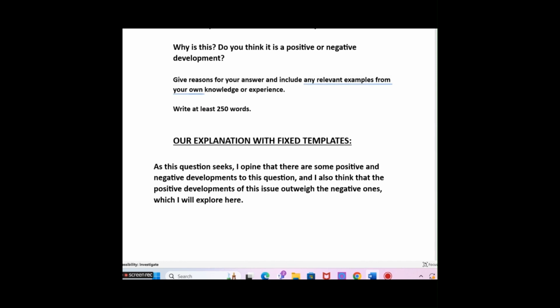Now look at our explanation with fixed templates. The first paragraph is the introduction. As you know, the first paragraph, the introduction, and the last one is the conclusion, and in between two paragraphs are the body of the essay. This is our style of writing.